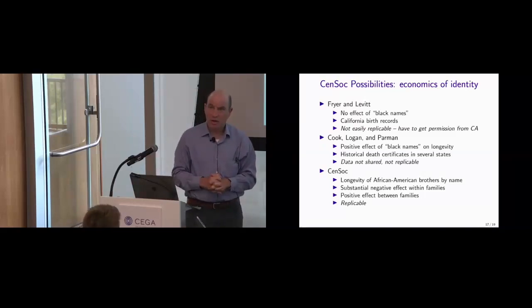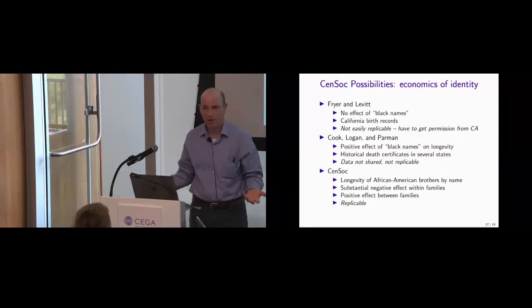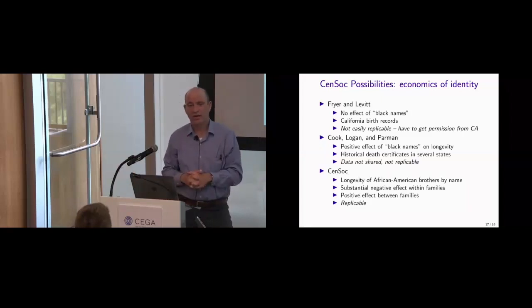And strangely, how do we reconcile that with the Cook finding? Well, it turns out that the families that gave these distinctively Black names actually had higher longevity on average. So the between-family effect, the families that give Black names are longer living, but within families, there's a big negative effect. Okay, so this is the kind of thing that you can do with this data. You have huge samples. We have tens and tens of thousands of Black siblings, Black brothers. And you can tease out the literature. And this is replicable, and it's also extensible.